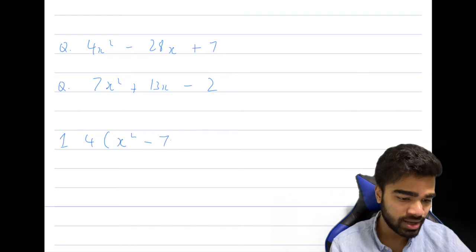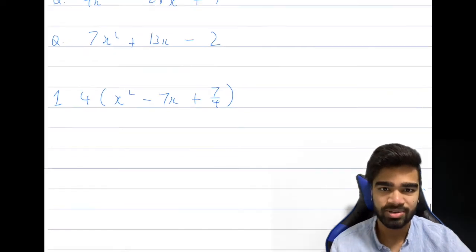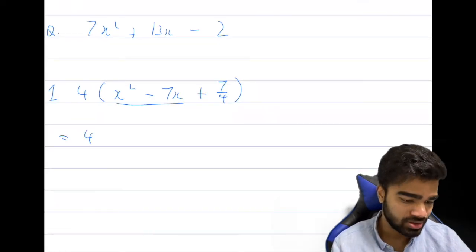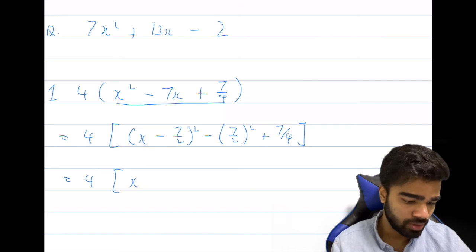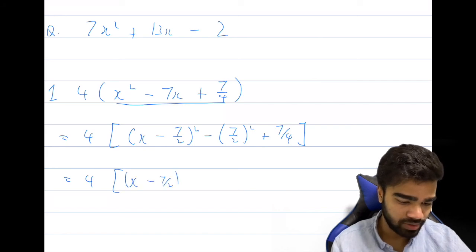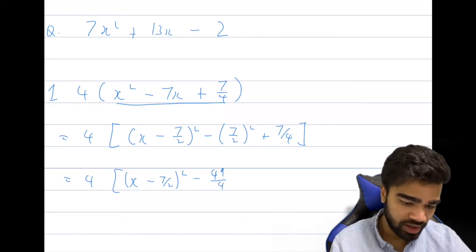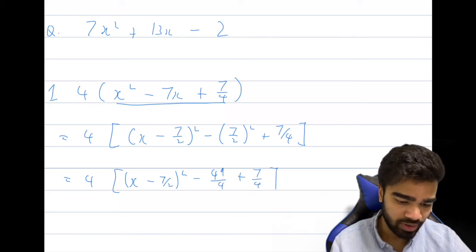So you have x squared minus 7x, and then what's this divided by 4? Well, it's going to be plus 7 on 4. So I can take it out from all 3 terms if I wanted to. So let's complete the square of the inside part. Square brackets, x minus 7 on 2 squared, minus 7 on 2 squared, plus 7 over 4. So you have 4 times x minus 7 on 2 whole thing squared, minus 49 over 4 plus 7 over 4.